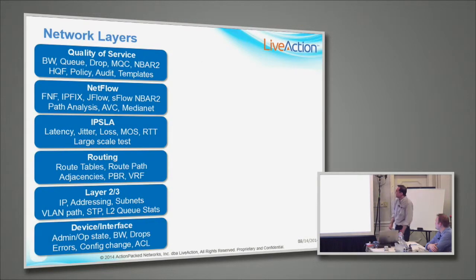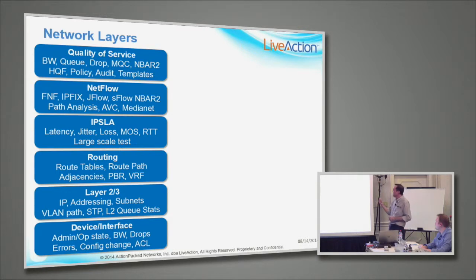So just breaking down all the different layers that we look into. At the top, we look at quality of service. This is where we got started, and we look at everything related to bandwidth, queue, drops. If you do MQC, we do everything with configuring MQC. NBAR2 has brought in a lot of capabilities for doing matches, and I'll demonstrate that for you. We do hierarchical queuing framework, policy, audits, and templates. A lot of our customers primarily use those QoS capabilities to solve their voice and video application problems.